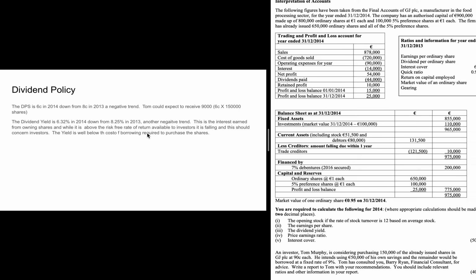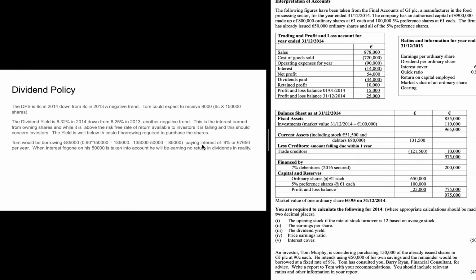And the borrowing rate is 9%. So the return you're getting is below the 9%. Okay, so that's something to be aware of. All right, so you're comparing the yield to that. Now, he will be borrowing 85,000. How do I know that? Well, he's buying 150,000 shares at 90 cents. So 90 by 150 is 135,000. He's putting his own money in, so he's borrowing 85,000.